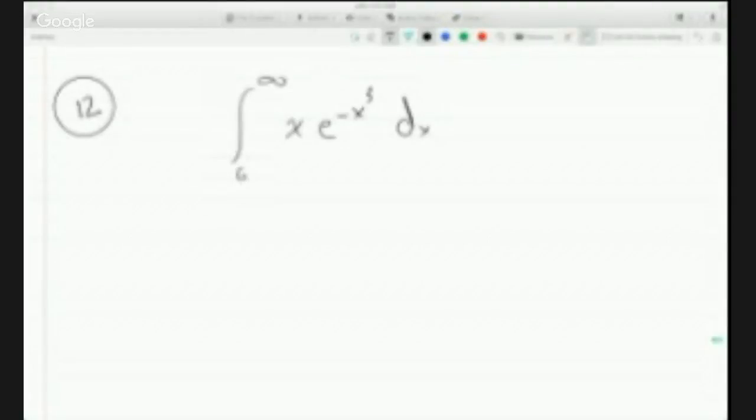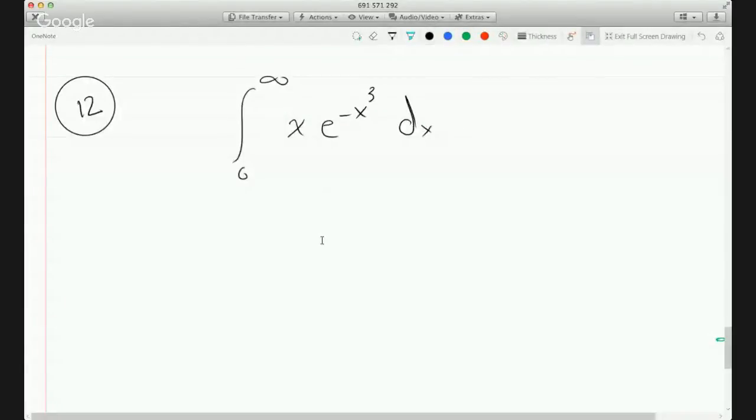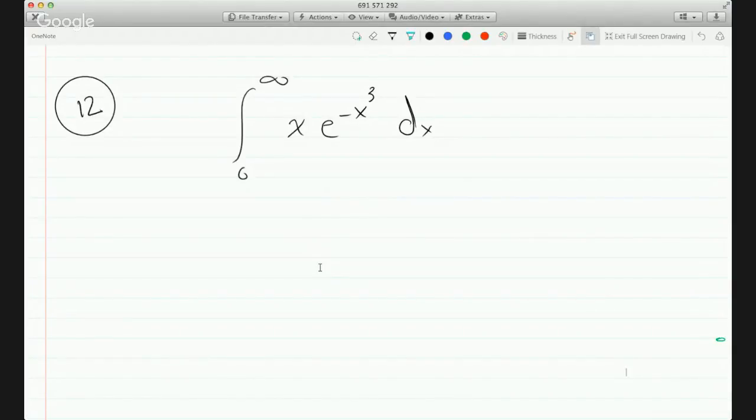Okay, so it's asking us to do this: the integral from 0 to infinity of x e to the minus x cubed dx. Now, of course, this is a fairly complicated question to integrate. It's not easy at all.